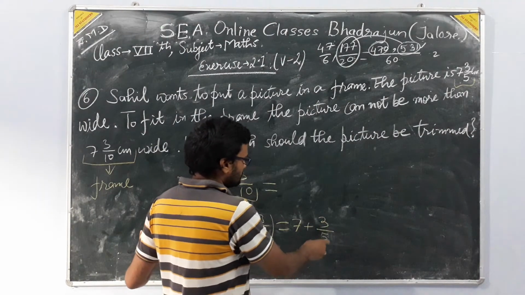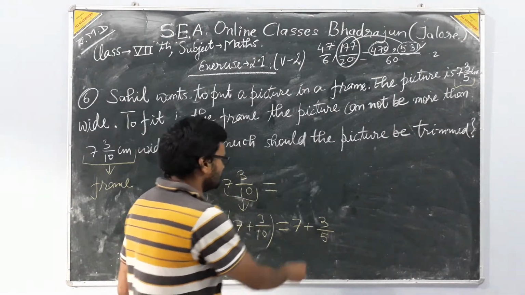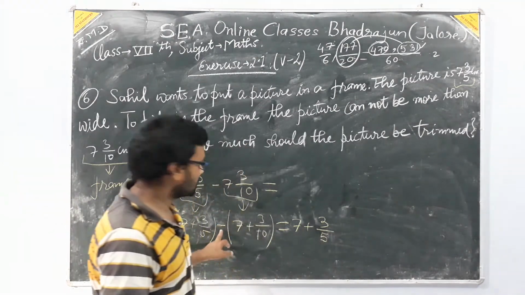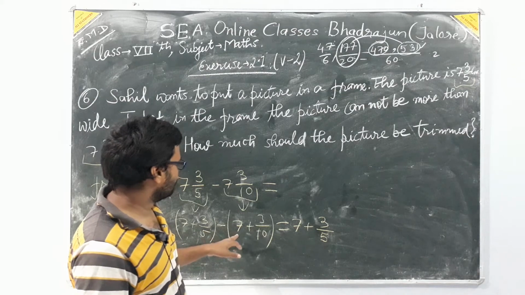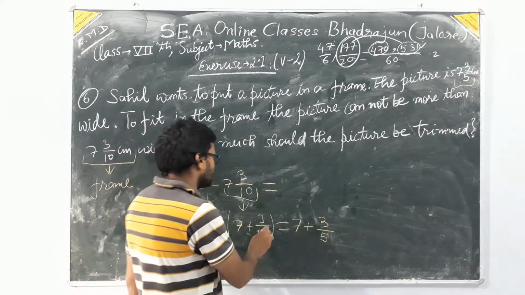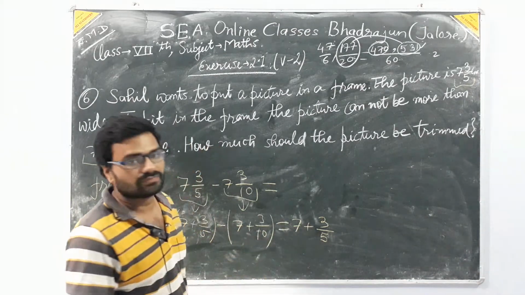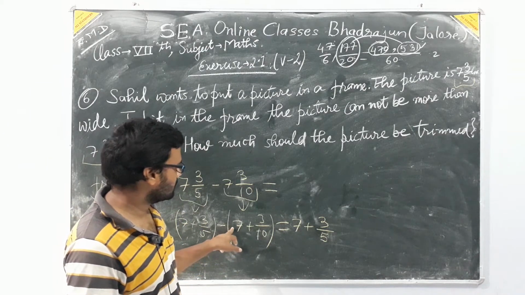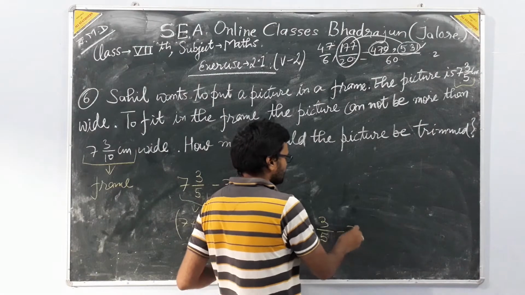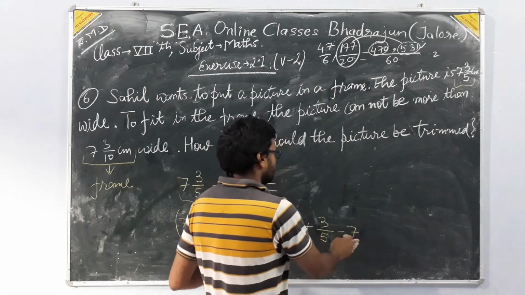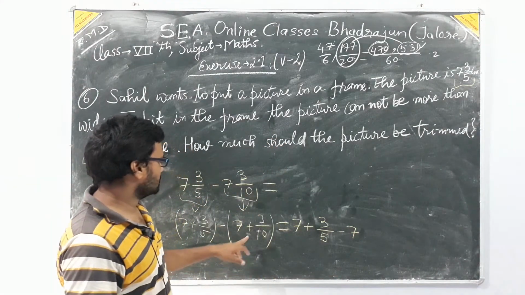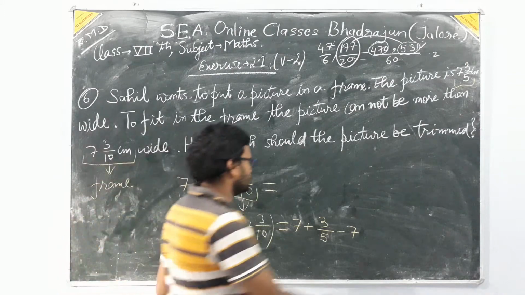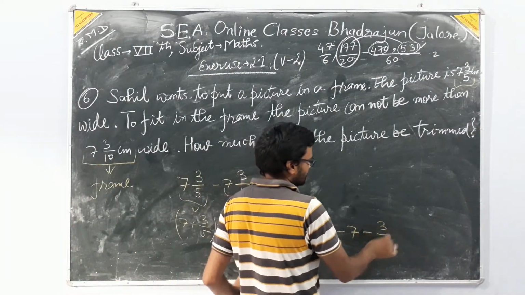Now here we are given a minus sign. When we open this bracket, the signs of every term will be changed. The sign of this term is positive, and when we multiply by a negative, the sign will be negative. This is minus 7. And when we go for the next term, this is positive. When we multiply by a minus, this will be negative. So this is minus 3 by 10.